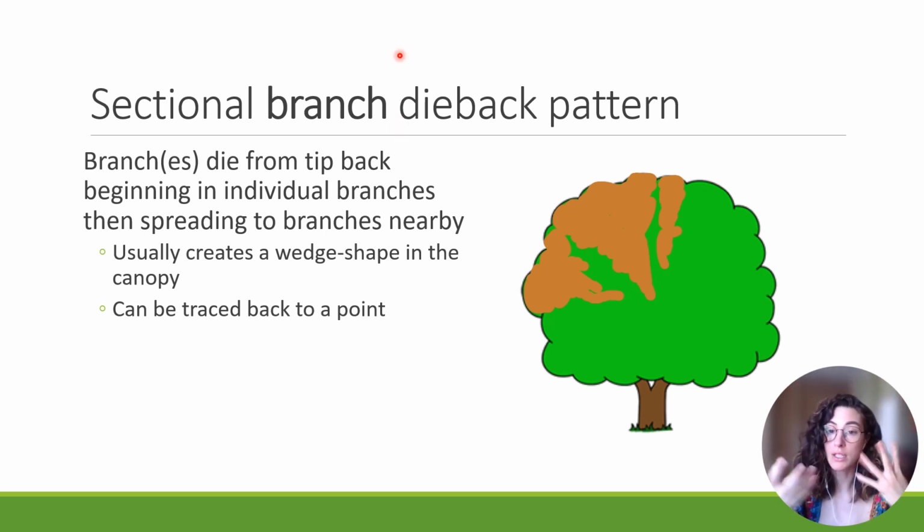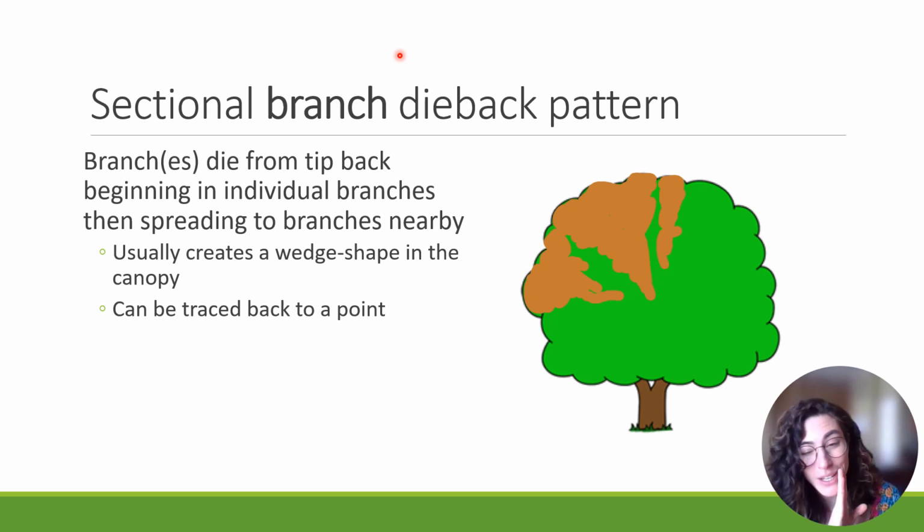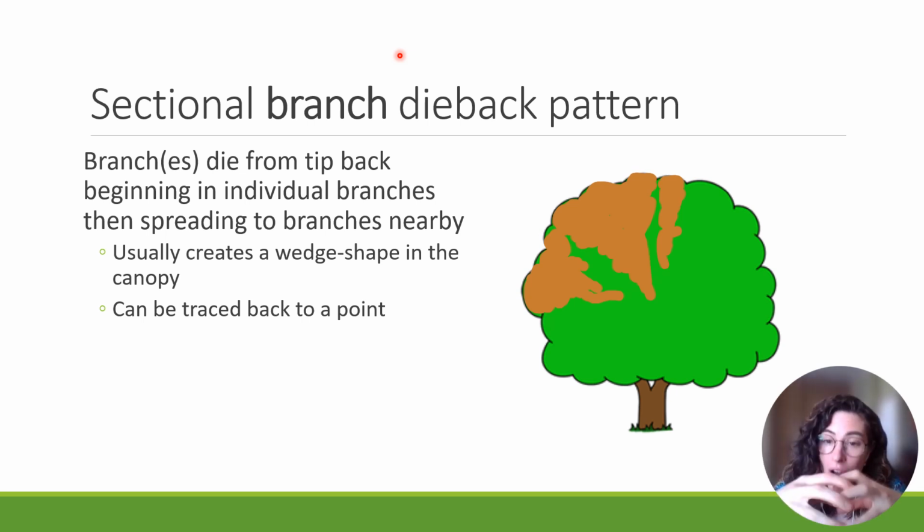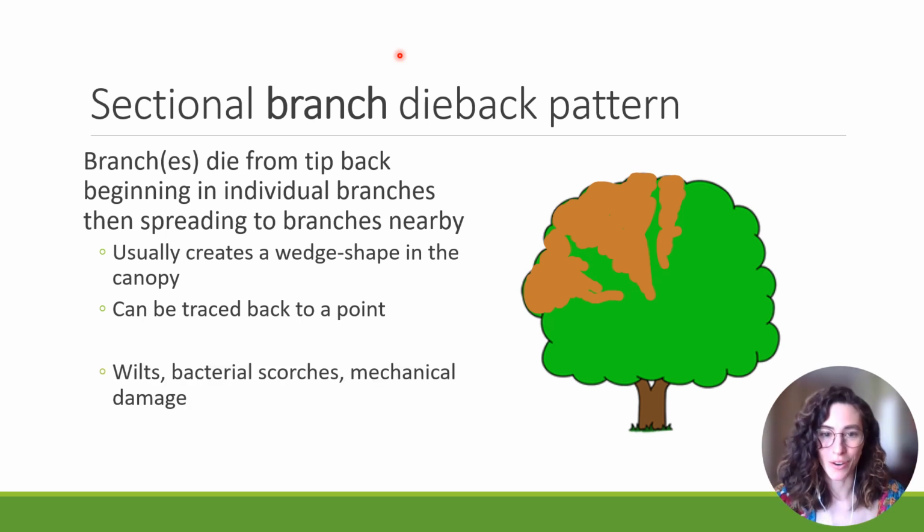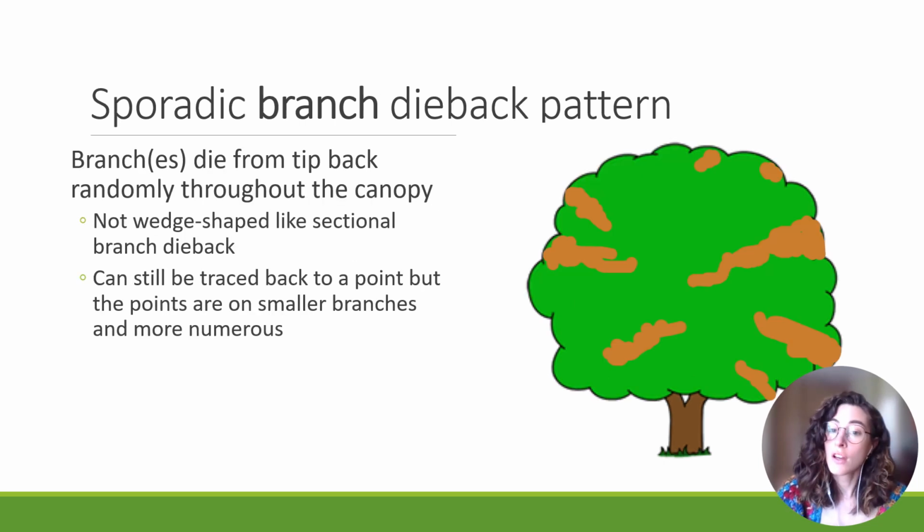There are going to be green leaves scattered in with the brown leaves, but in this case you should be able to see that all of the leaves have the same symptom, and it's pretty non-distinct of a leaf symptom. We'll get there, but they'll be traced back to a point because the problem is not on the leaf, it's on the branch, right? And again, like I said, our vascular wilts, bacterial leaf scorches, but also some of the abiotic problems like mechanical damage can all be doing this type of branch dieback pattern. Versus more of a sporadic branch dieback pattern.